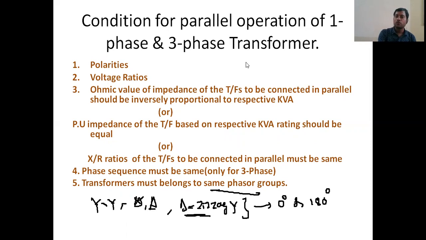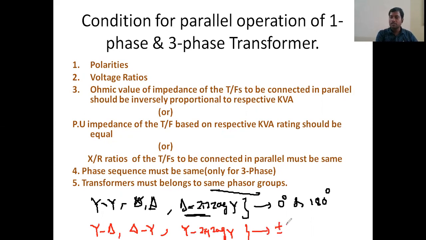And the second phasor group is star-delta and delta to star, or star to zigzag star, and this belongs to another phasor group. This will produce a phase shift of plus or minus 30 degrees, or 180 plus or minus 30 degrees. This is the phase shift. These are the two different types of phasor groups.